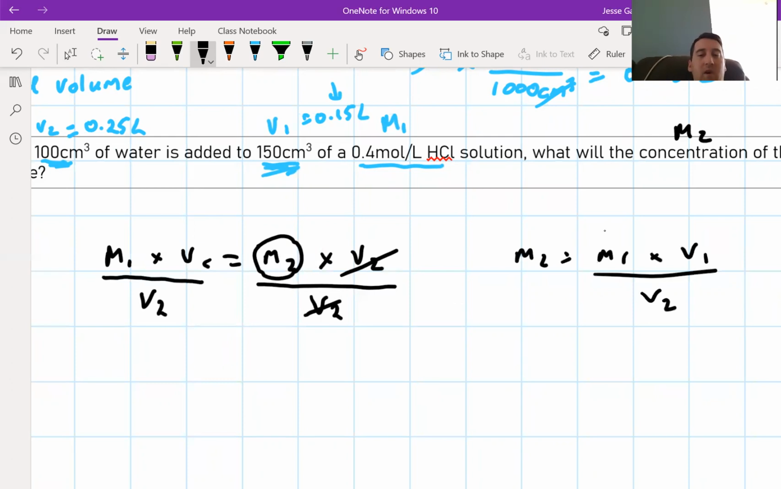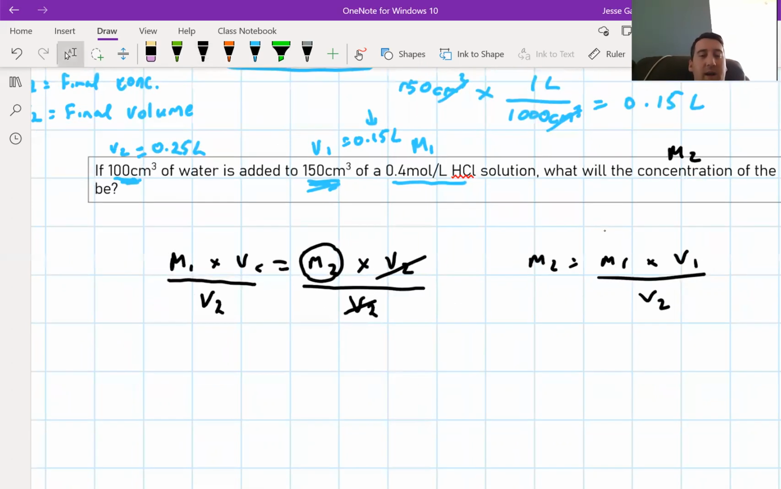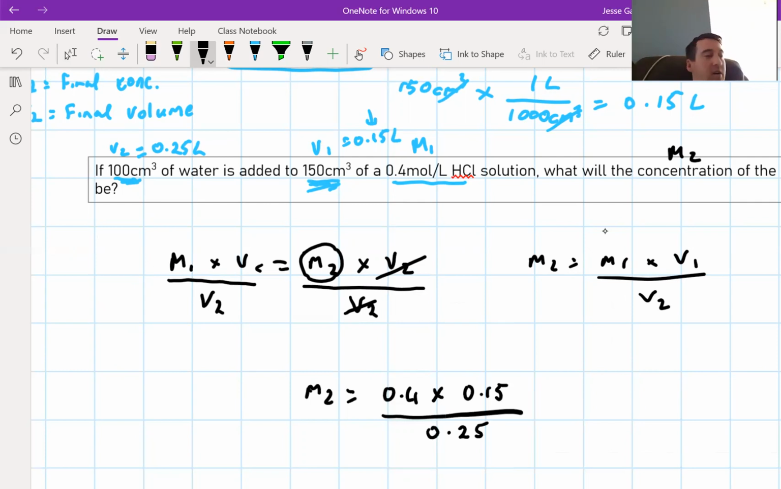Now I'm going to plug in my values, and I should get the right answer. M2 is equal to M1, which was 0.4, times V1, which was 0.15. Remember to do this in liters. All over V2, which was 0.25. Go ahead and get your calculator out and do this sum. We're going to get 0.24 moles per liter. That is my final concentration.